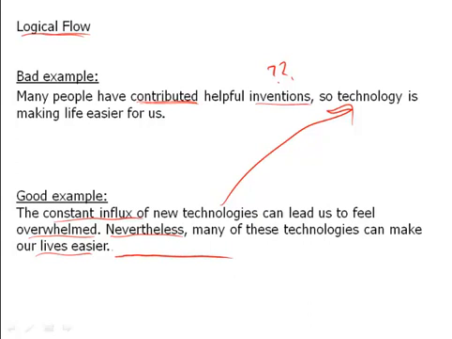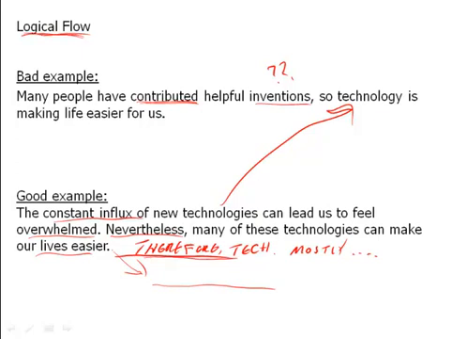What would make a good sentence right there? Well, nevertheless, many of these technologies can make our lives easier, logically, therefore, technology, let's put TECH, mostly makes our lives more convenient, something of that nature. And that's logical flow. Instead of going off here into the metaphorical bushes, so to speak, and we're talking about something that doesn't necessarily relate to technology making our lives easier, this sentence right here, starting with therefore technology, gives us logical flow, and that's what we want to go for when we write.